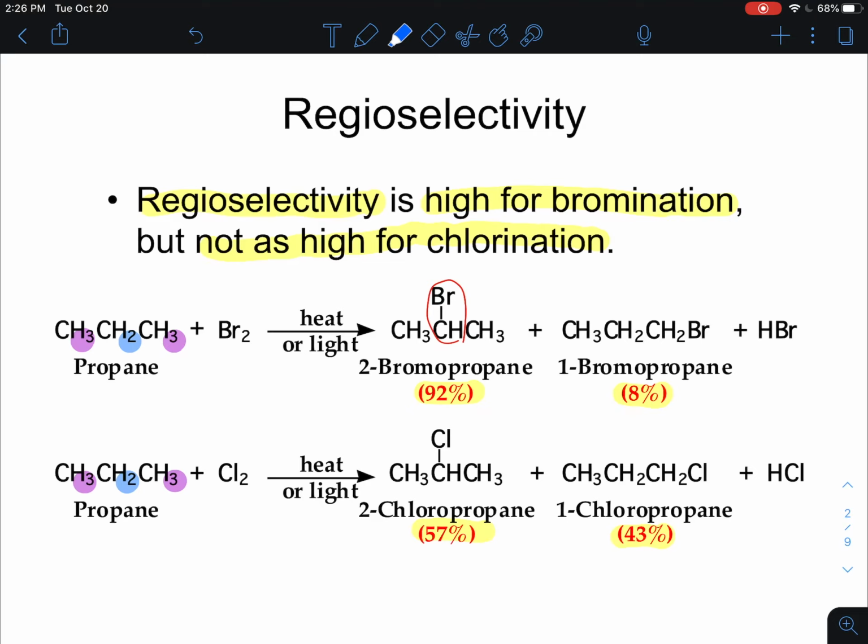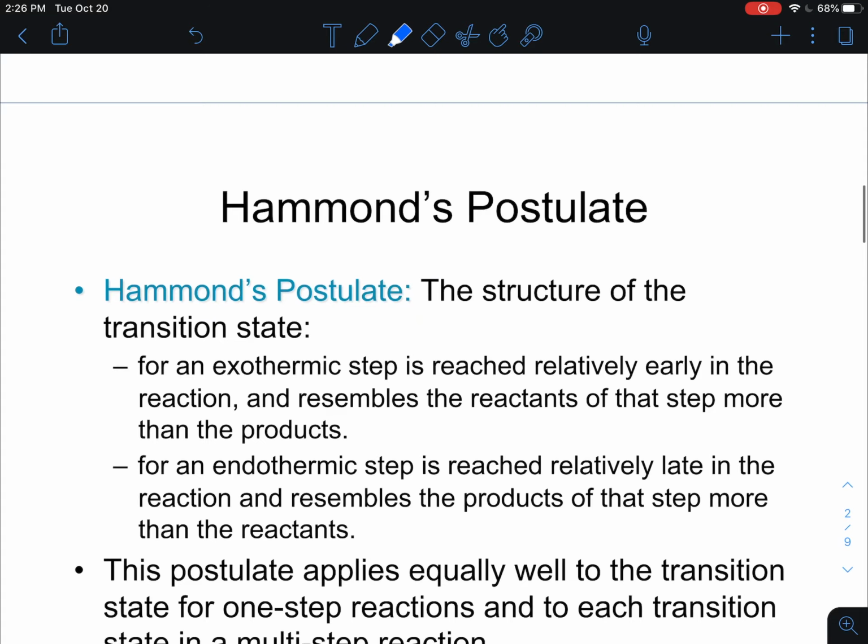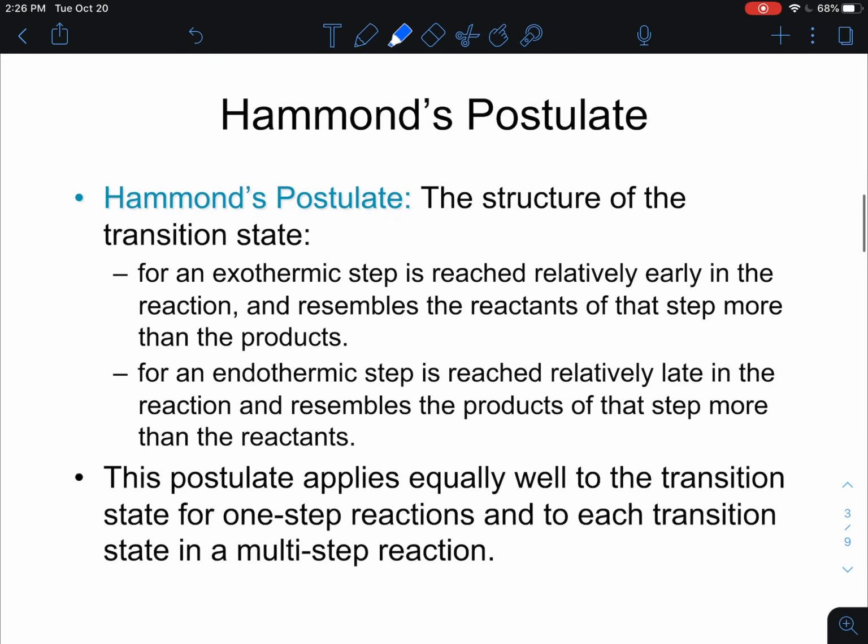So the best way for us to talk about that idea is to think about something called Hammond's postulate. And so the postulate itself is a pretty simple statement, but we can carry it pretty far in terms of our interpretation. So Hammond's postulate is primarily interested in talking about the structure of the transition state as a function of the energetics of the reaction.